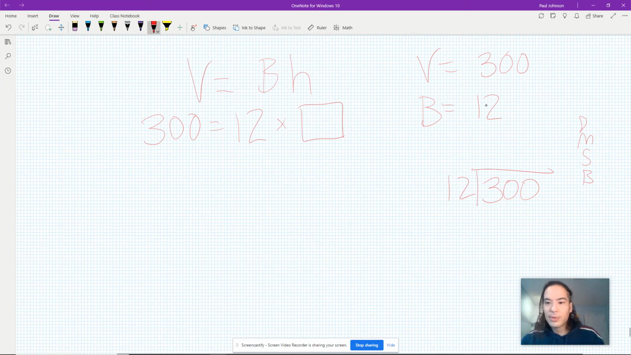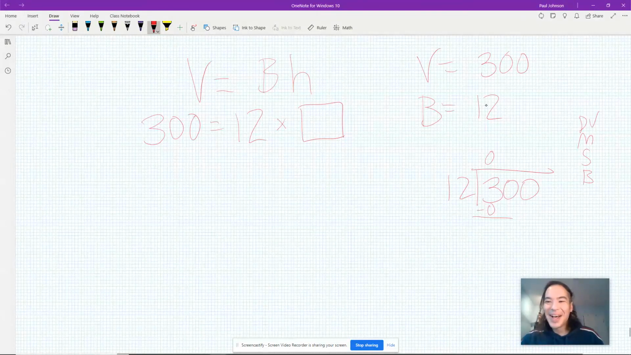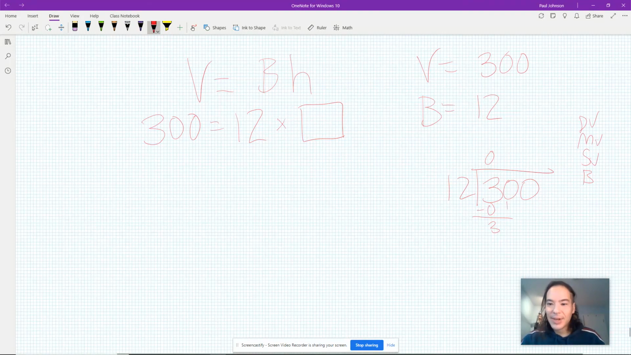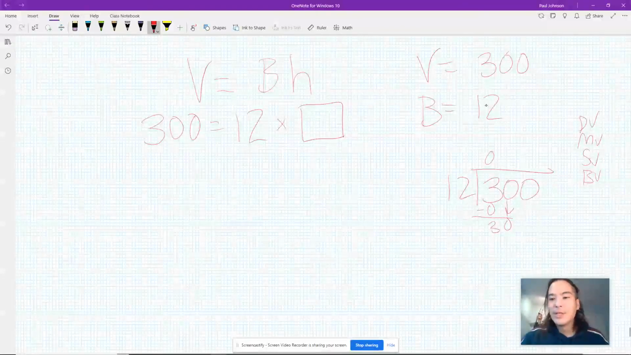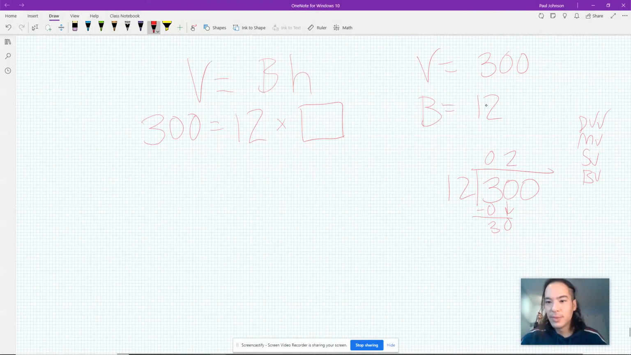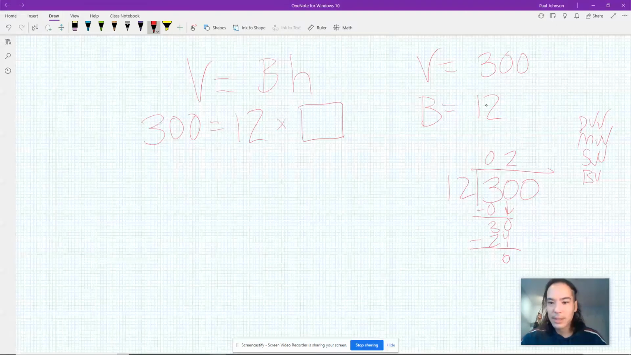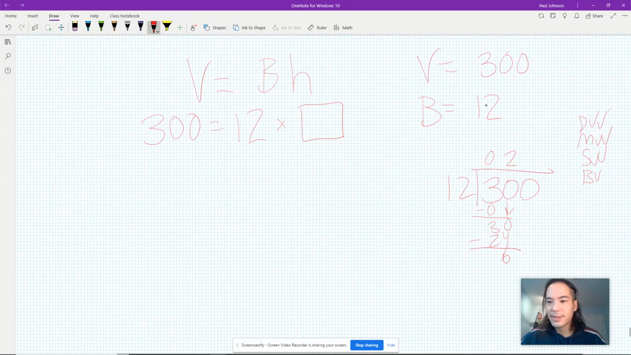So 12 goes into 3 0 times. 12 times 0 is 0. This is an excellent chance to practice your long division if you haven't in a while. And then 3 minus 0 is 3. So then I'm going to bring down my 0. 12 goes into 30 2 times. 12 times 2 is 24. 30 minus 24 is 6. That's a 6. And then I'm going to bring down my 0.